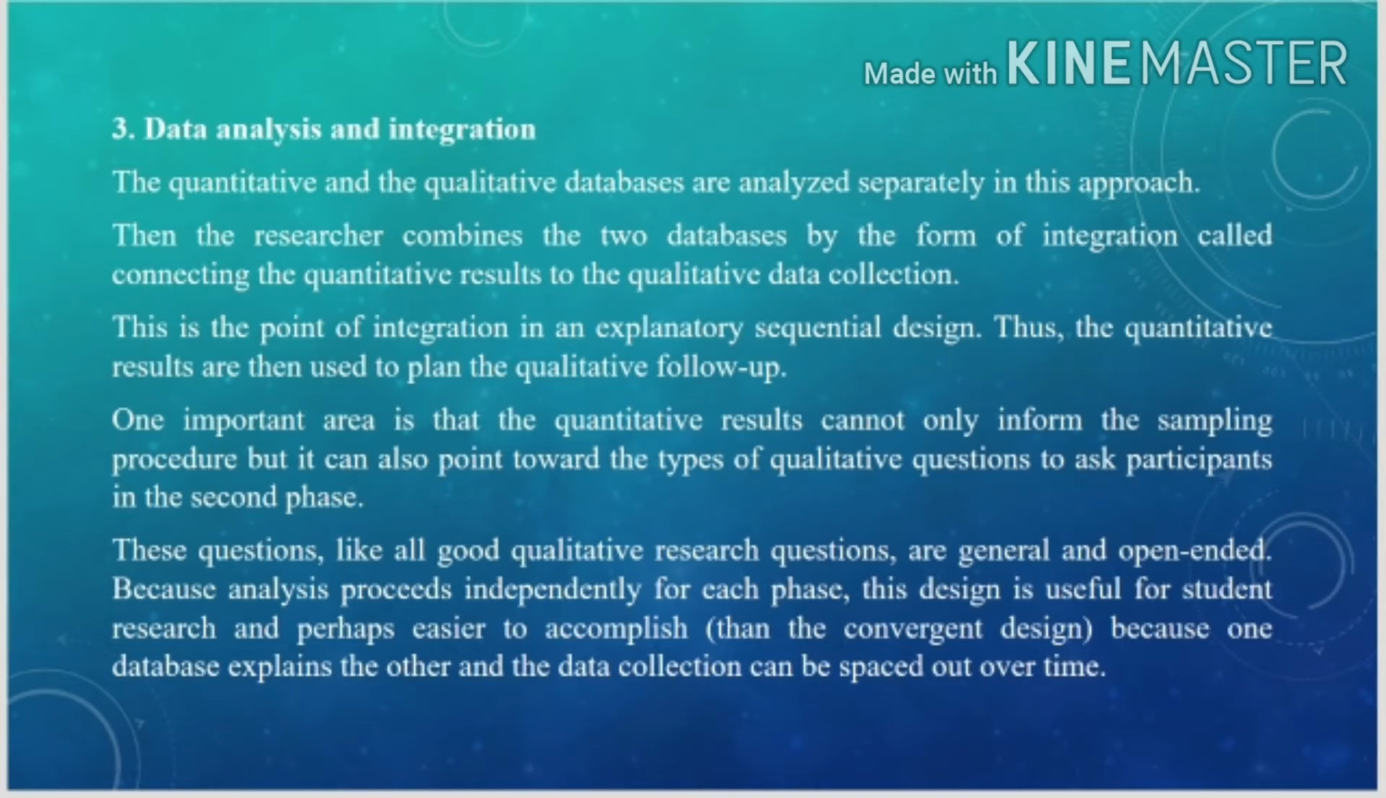One important area is that the quantitative results cannot only inform the sampling procedure but can also point toward the types of qualitative questions to ask participants in the second phase. These questions, like all good qualitative research questions, are general and open-ended. Because analysis proceeds independently for each phase, this design is useful for student research and perhaps easier to accomplish than the convergent design, because one database explains the other and the data collection can be spaced out over time.